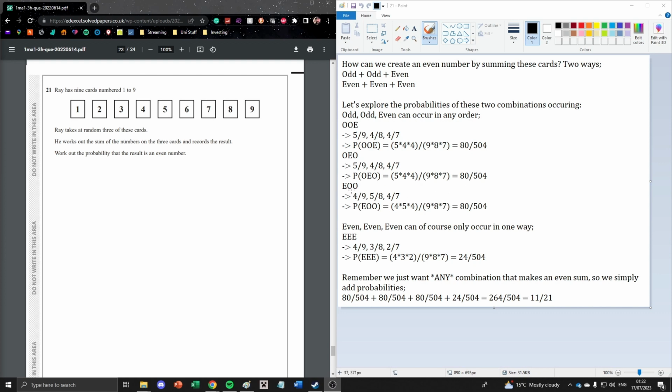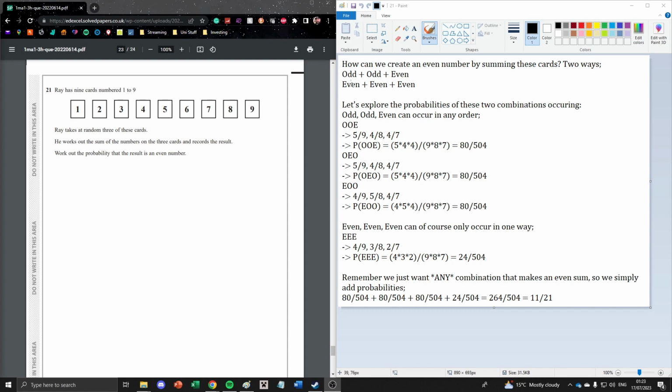And finally, to do even, odd, odd, initially there are 4 even cards out of 9. So that's the first probability. Then we have 5 odd cards and 3 even cards. So the chance of pulling out an odd card is 5 over 8. And finally, there'd be 4 odd cards and 3 even cards left. So the chance of pulling out an odd card is 4 divided by 7. Multiply those together, we get 80 divided by 504.